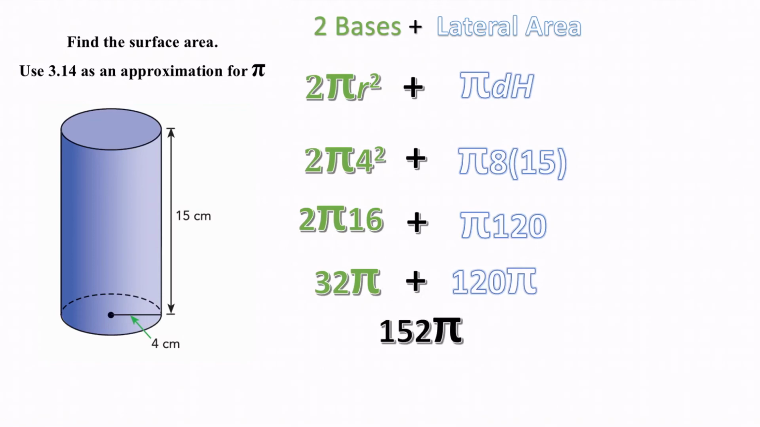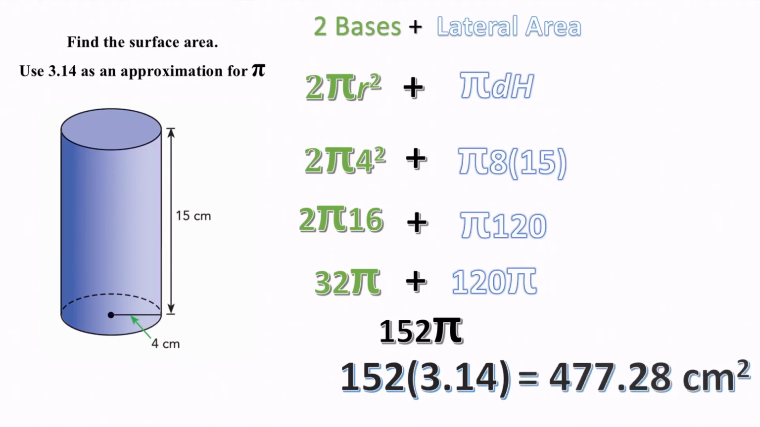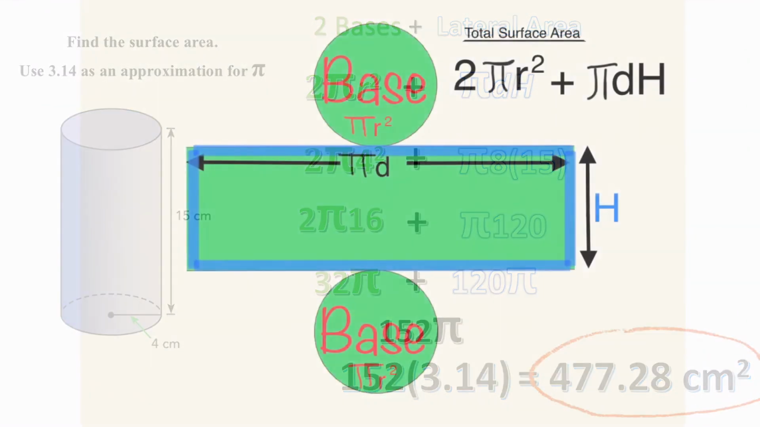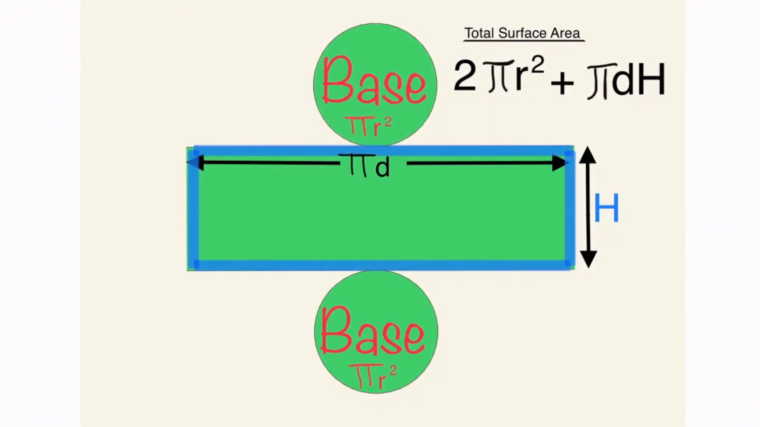I get 152 pi for the final answer, and then when I plug in my approximation and do the math, I get 477.28, and those are square centimeters because we're talking about surface area here. So that is how you find surface area of a cylinder. You're going to add your two bases, which is 2 pi r squared, and then you're going to do the circumference, pi times diameter, times the height of the cylinder.